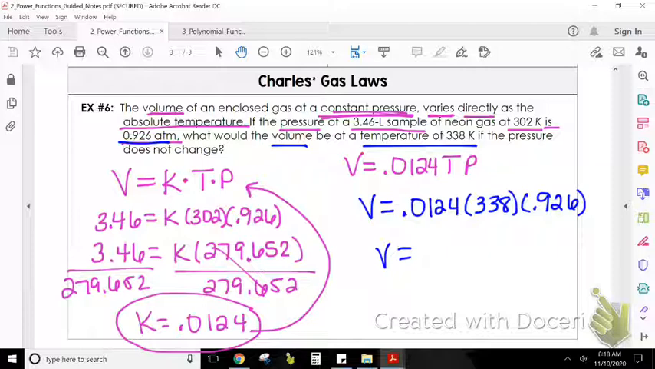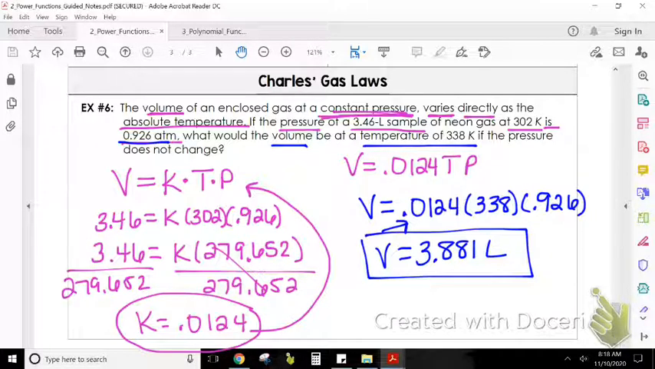All right, so we put that in our calculator, and I got 3.881. Now, I only used the 0.0124. If you use the value that was already in your calculator, yours will be just a little different, but it should be close. All right, it's a word problem, so we need a label. Volume is in liters. And so there's our solution.